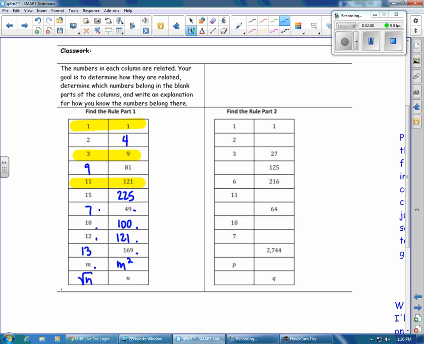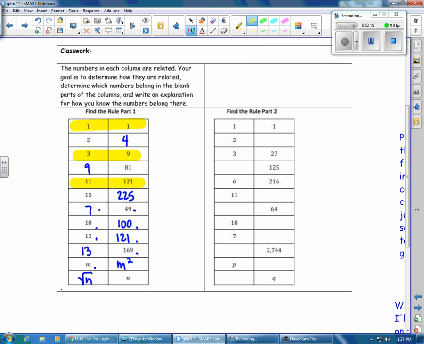M squared. Some of you might have been a little confused on how to show that. It's just M with the little 2, an exponent of 2. And the square root of n goes under the little square root symbol. Finding the rule in part 2 might be a little bit more challenging.